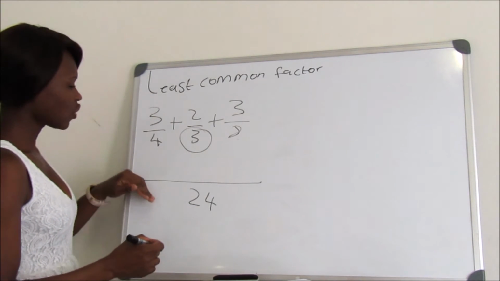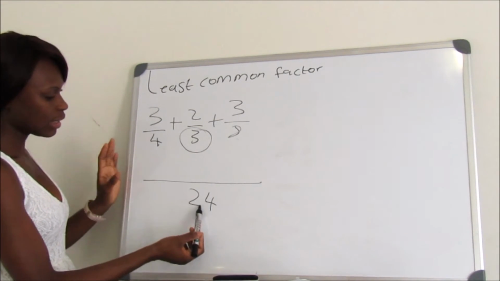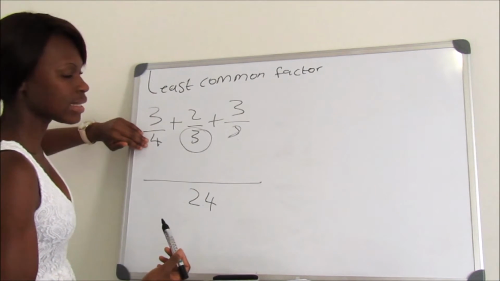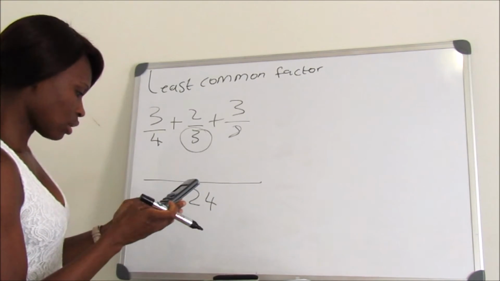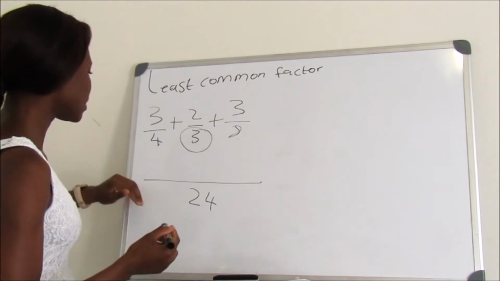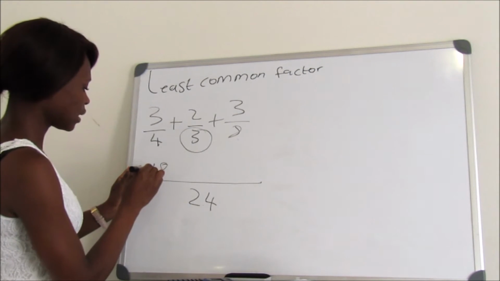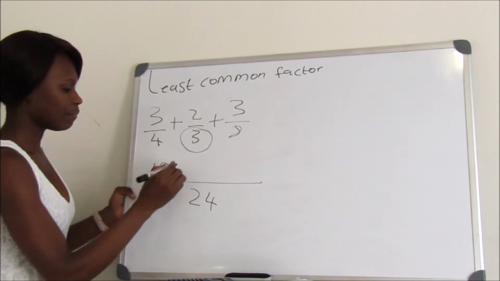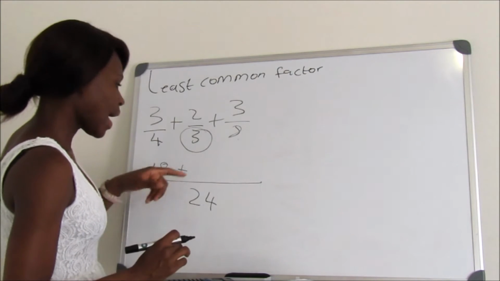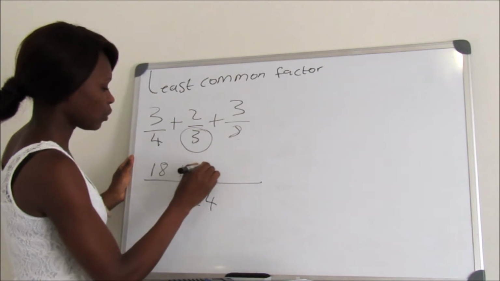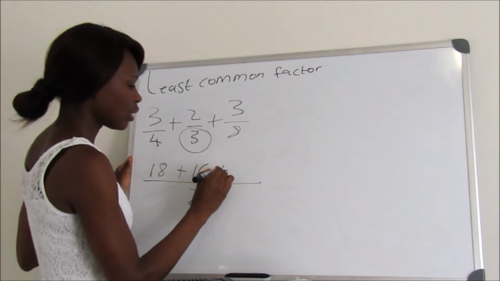Then to solve the fraction, we take the least common factor 24 divided by the denominator. 24 divided by 4, let me just use a calculator, will be 6, and 6 multiplied by 3 will give us 18. Plus 24 divided by 3 will give us 8, and 8 multiplied by 2 will give us 16. And then plus 24 divided by 8, it will give us 4.